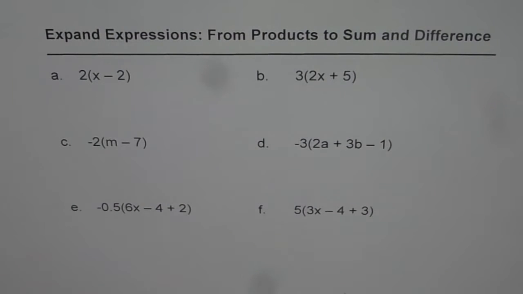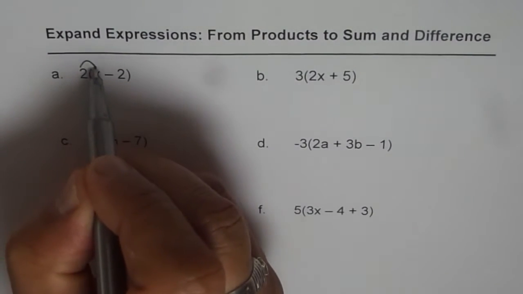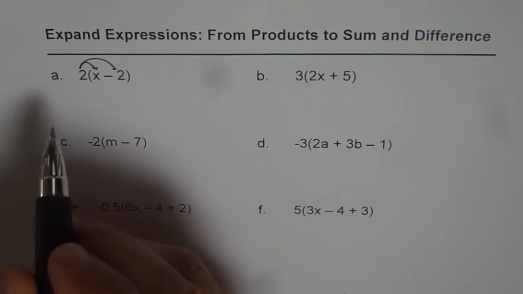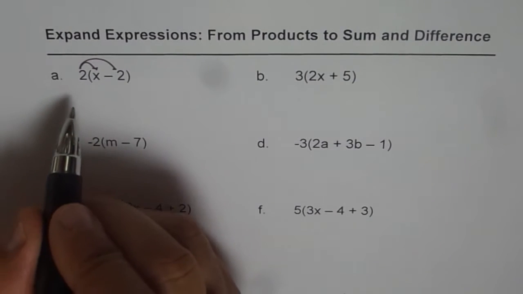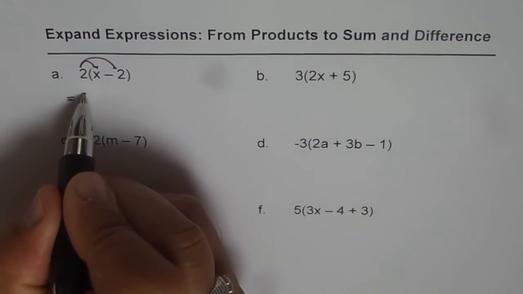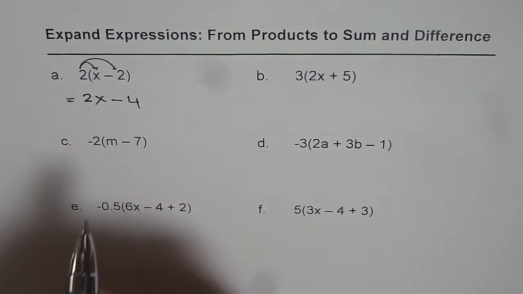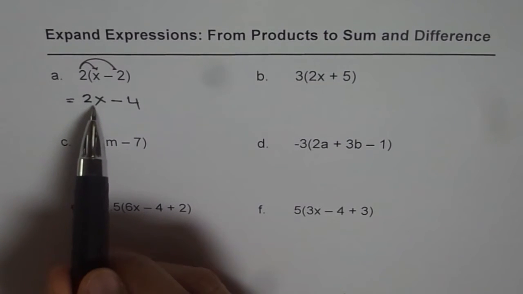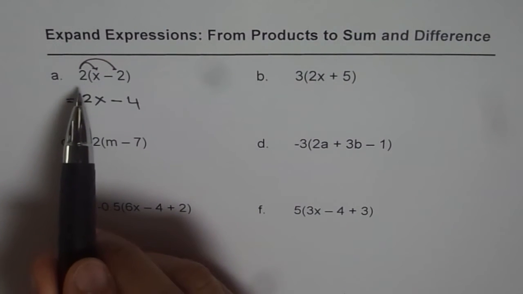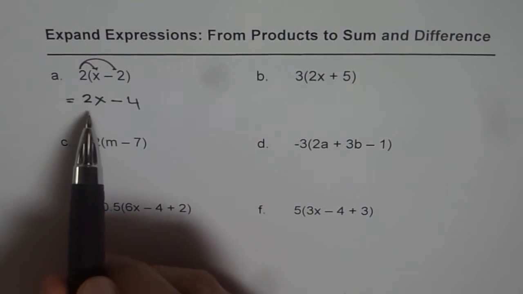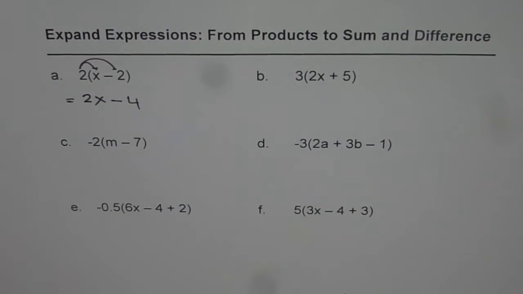Here 2 gets multiplied with x, and then we multiply 2 by minus 2. That is how we will get 2 terms after expanding it. 2 times x is 2x, and 2 times minus 2 will give us minus 4. That is the sum or difference form, right? This was a product. When you multiply 2 and the other term x minus 2, you get 2 terms, which are 2x minus 4. This is a difference, so we have converted the form from the product form to the difference form in this case.